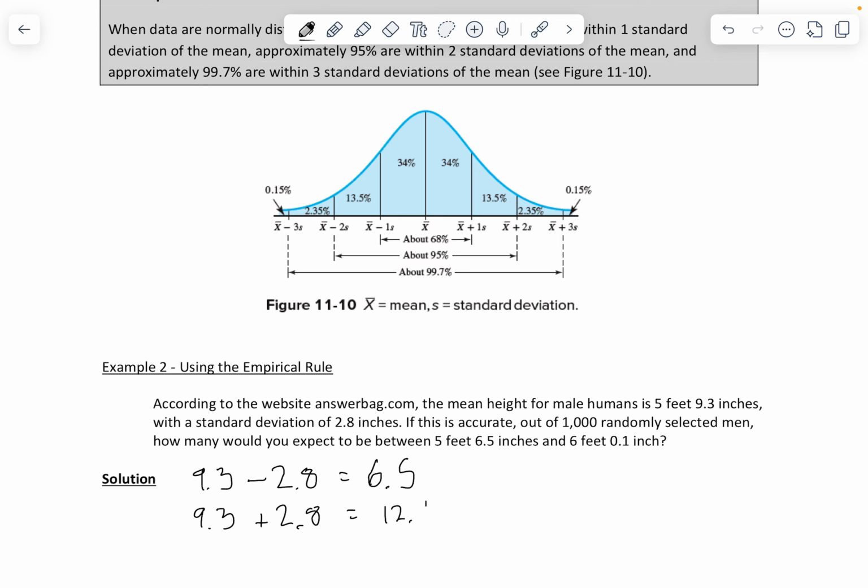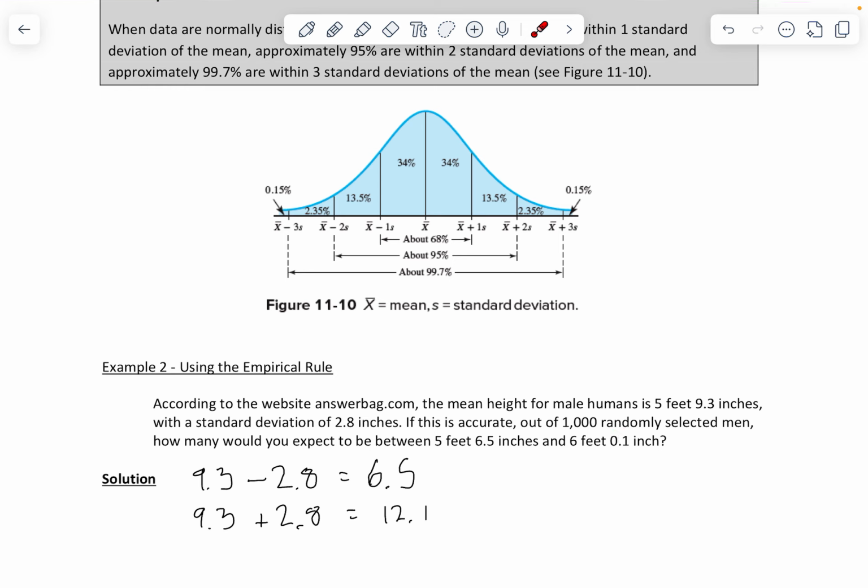12.1. Is that right? Yeah. So 12.1 inches, which is basically 1.1 feet, right? What I'm basically trying to point out is that the boundaries of this interval, the lower boundary, 5 feet 6.5 inches, and the upper boundary, 6 feet 0.1 inches, these are the values that are exactly 1 standard deviation below the mean and 1 standard deviation above the mean.